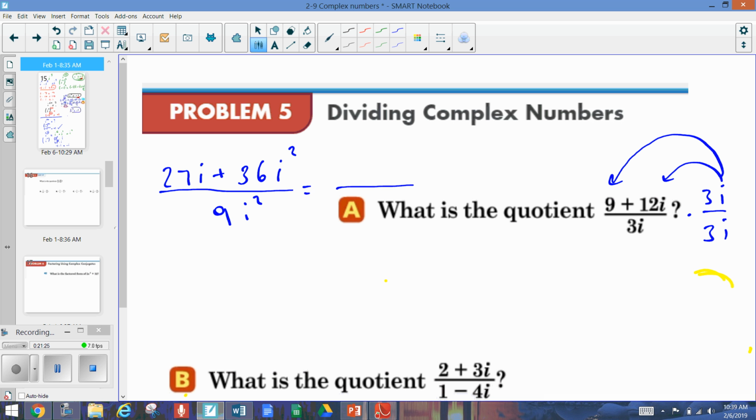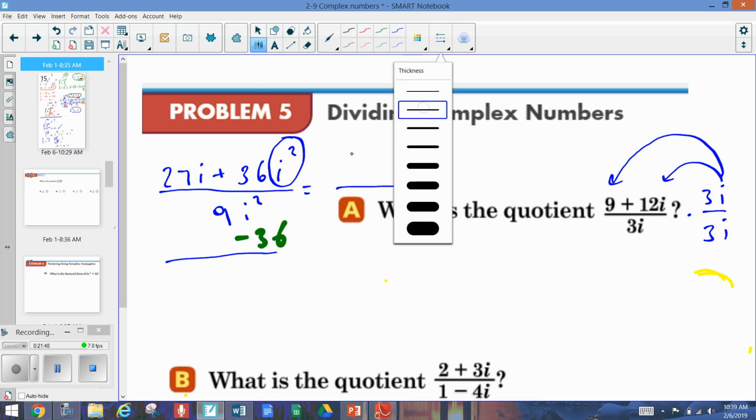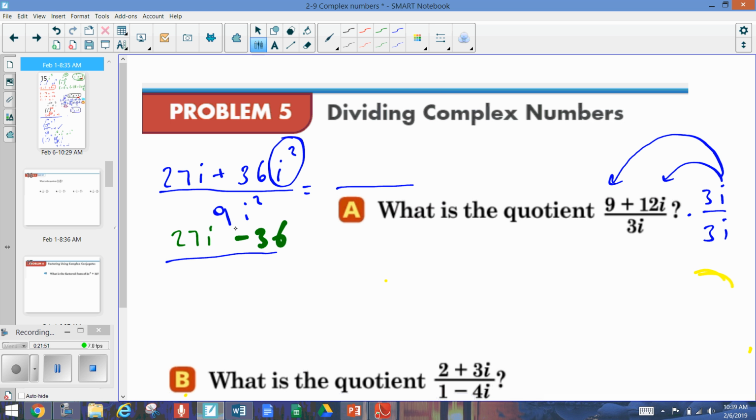Let's do that. What is I squared? Yes, what is I squared here? Negative 1, right? 36 times negative 1 is equal to negative 36, and 27i here. So what is the denominator? Tell me what is the denominator. 9 times I squared, negative 9, is correct. And that's why we can divide everything by negative 9 now.